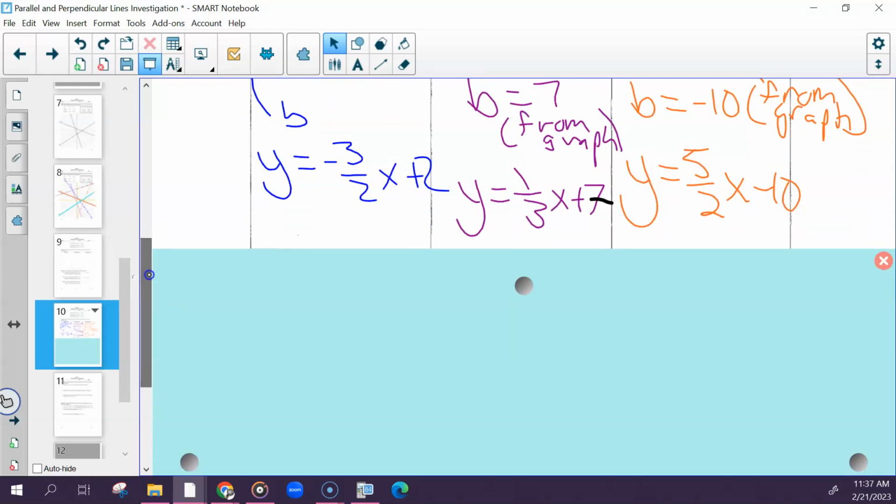Okay. And then remember, you could have done this algebraically or counted it from the graph. The blue equation was y equals negative 3 over 2x plus 2. The purple was y equals positive 1/3 x plus 7. And then the orange y equals 5 over 2x minus 10. So make sure you have those written down.